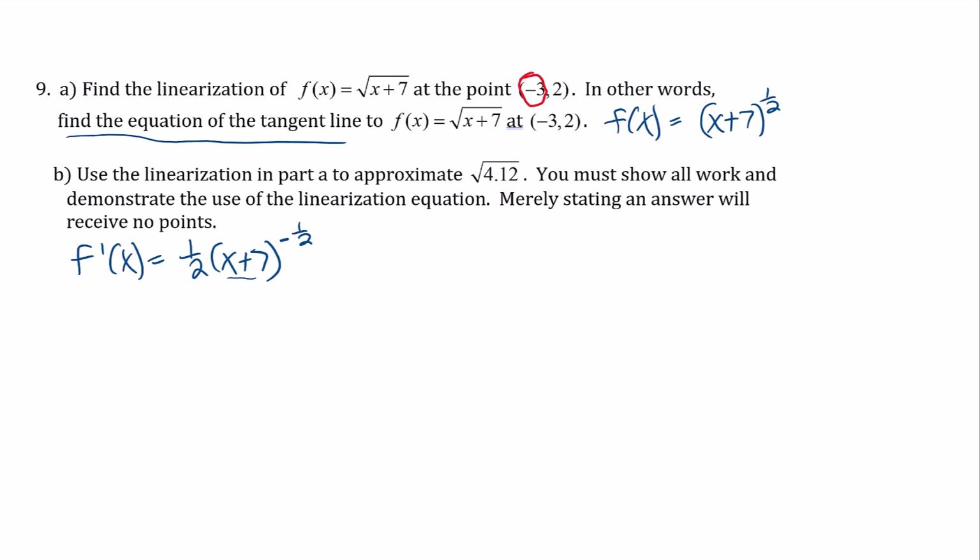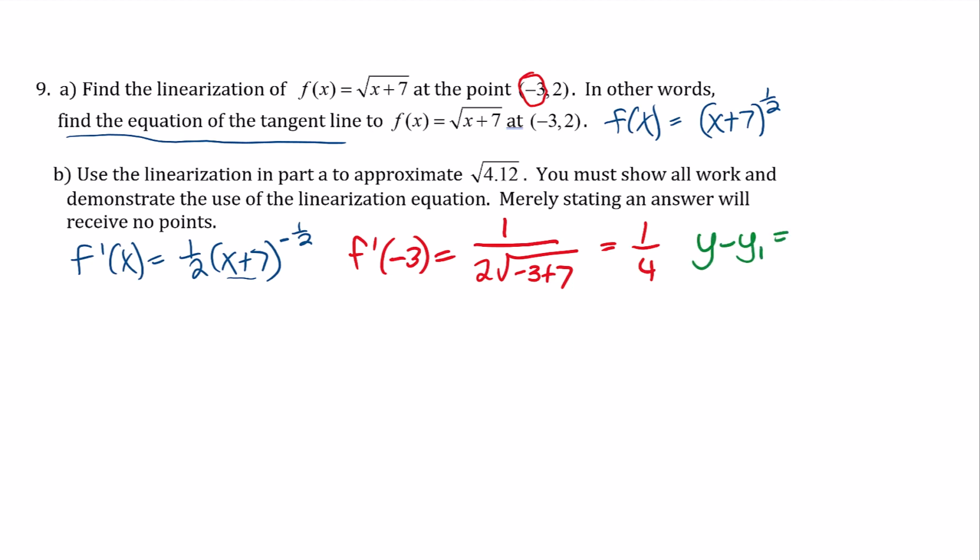So -3 is our x value of our point. So we're going to do f prime of -3, and let's go ahead and write it back in radical form without negative exponents so we can think about it. So we're going to move that down and put it under a square root and put in -3 plus 7. So -3 plus 7 is 4, square root is 2, times the 2 that's already down there would make our slope 1/4.